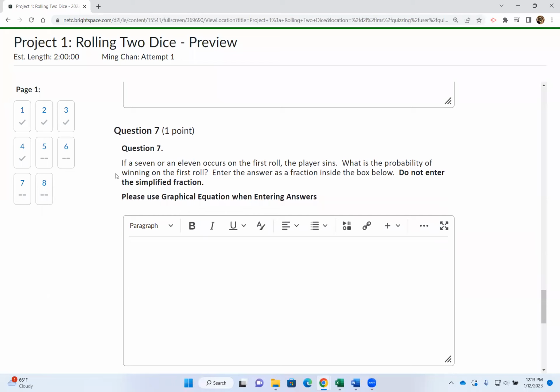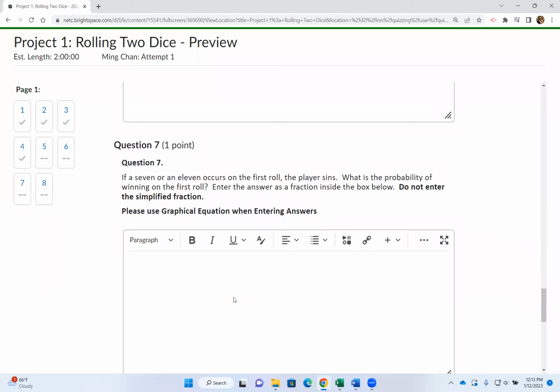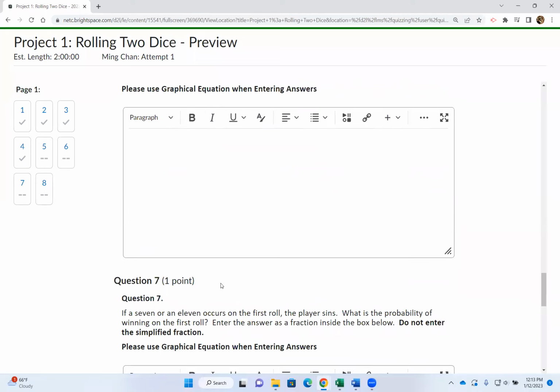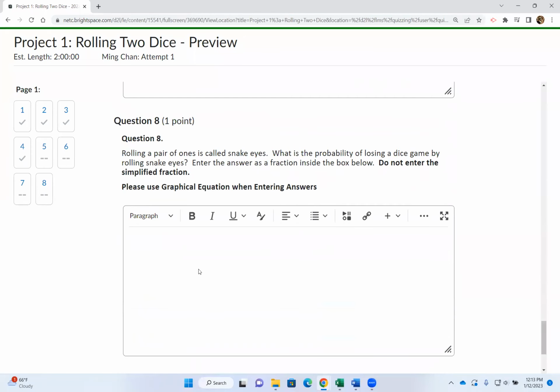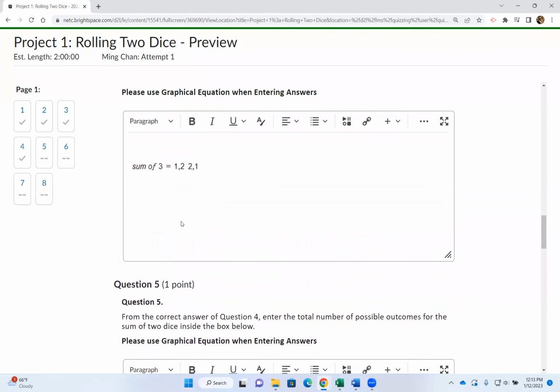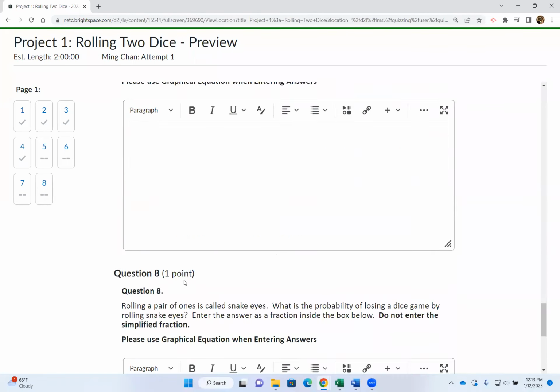All right, question number 7, if 7 or 11 occur on the first roll, the player wins. What's the probability of winning on the first roll? Okay, so think about what you listed over here in question number 4, to answer that question. Same thing with number 8, rolling a pair of 1s is called snake eyes. What's the probability of losing a dice game by rolling snake eyes? So think about what you entered here for question number 4, okay, and the total possible outcomes to actually answer this question.